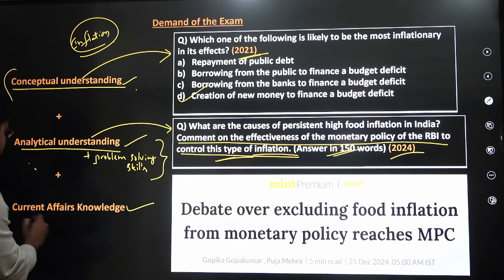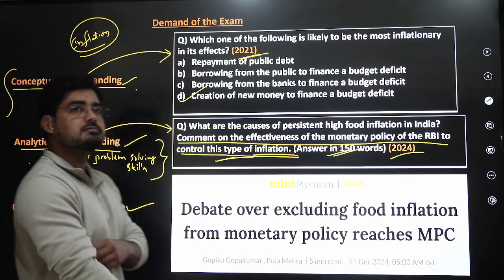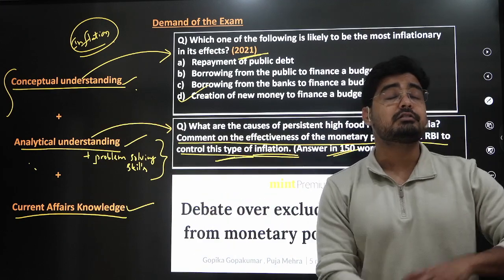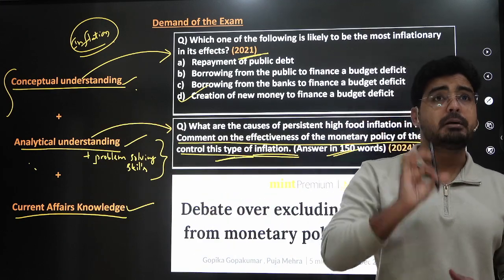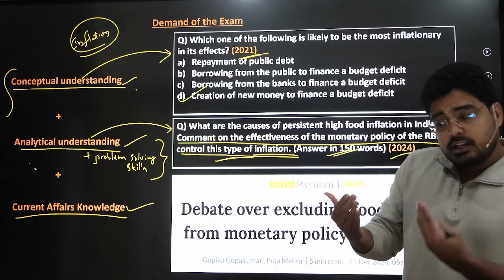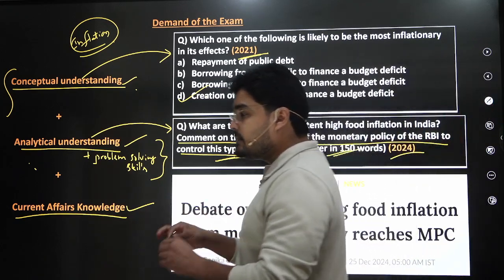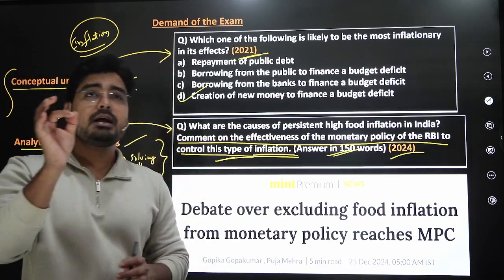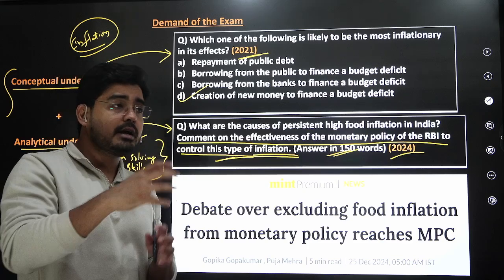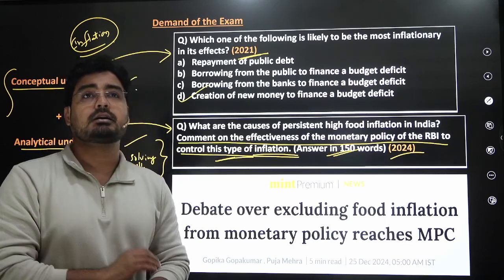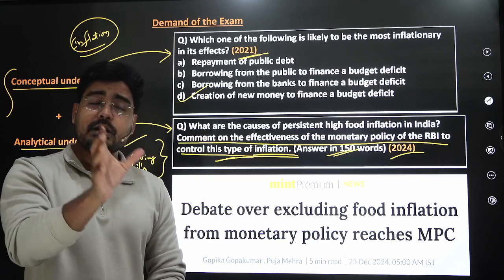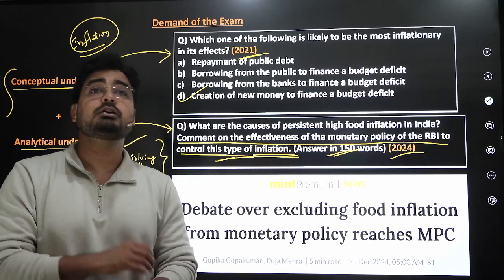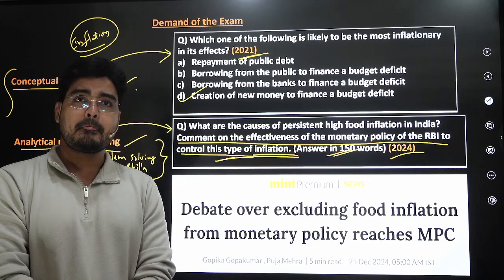And the third dimension is current affairs knowledge. As I said, for current affairs knowledge, the newspaper is the best source. If in the initial phase you are not able to read the newspaper all by yourself, you can take the help of any current affairs magazine available in the market, or any current affairs based videos available on YouTube.